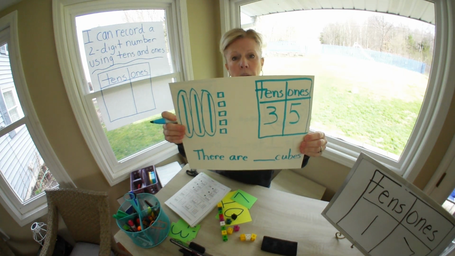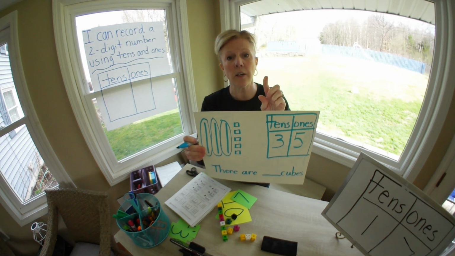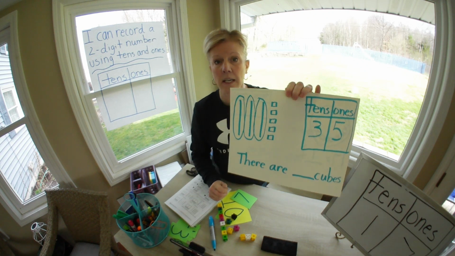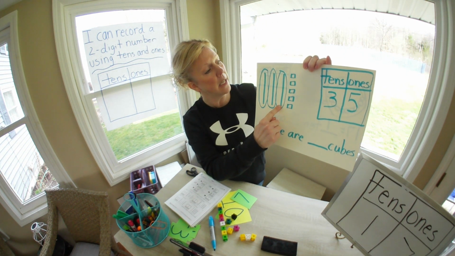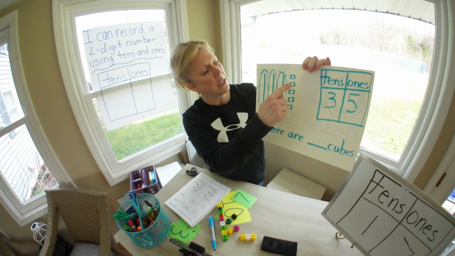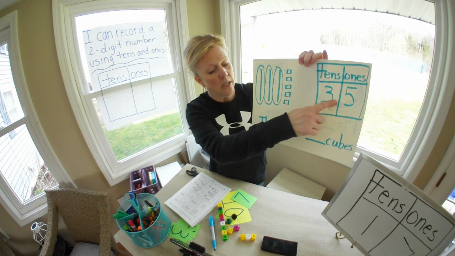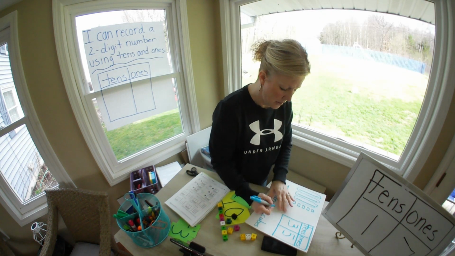So what number did we come up with? We came up with 35, but let's count it to make sure. And watch how I do this. This is where that counting by tens comes in handy. Ready? 10, 20, 30, 31, 32, 33, 34, 35. It does match, so on the bottom we can say there are 35 cubes.